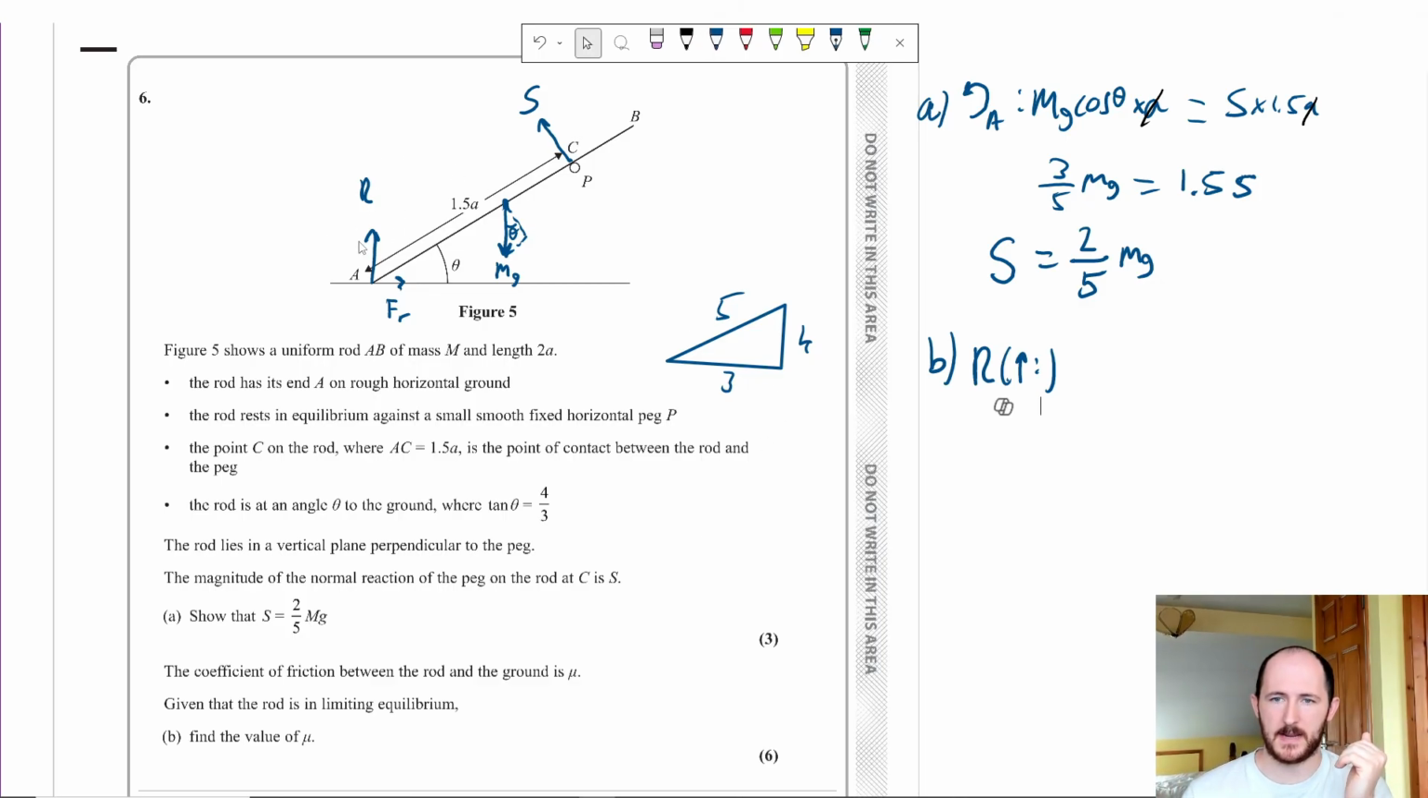So going upwards, we have obviously the reaction force. The reason why I'm getting this is because I want the reaction force, because the reaction force will give us F equals mu R, which we can use to work out mu.